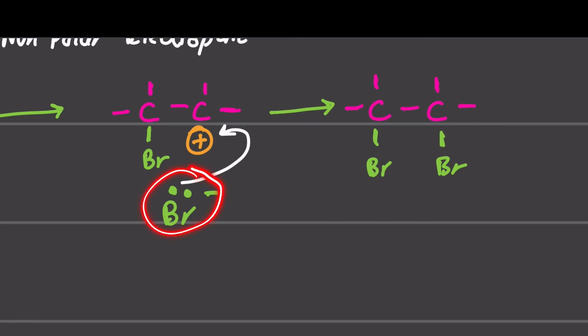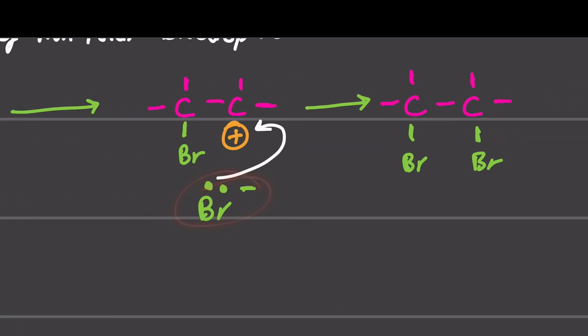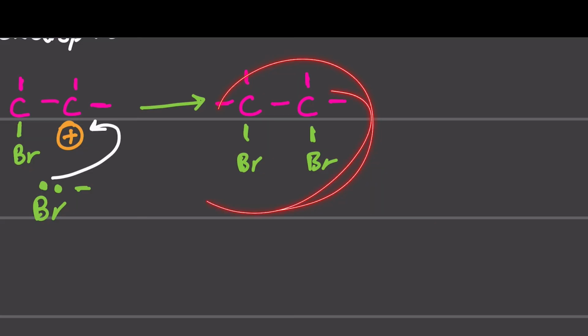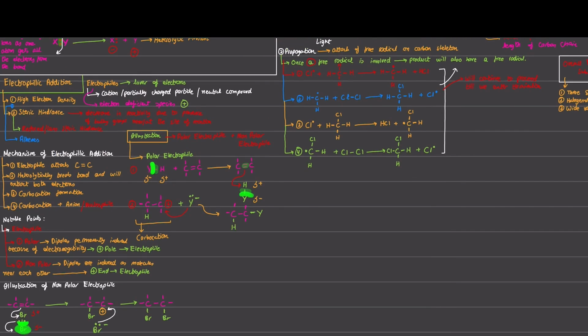And then this part that came from here, what is this? This is electron rich, and what is this? This is electron deficient, okay. So this comes here and gives its electron, and we have a beautiful bromoalkane that has been formed. And guys, that is it for our electrophilic addition.